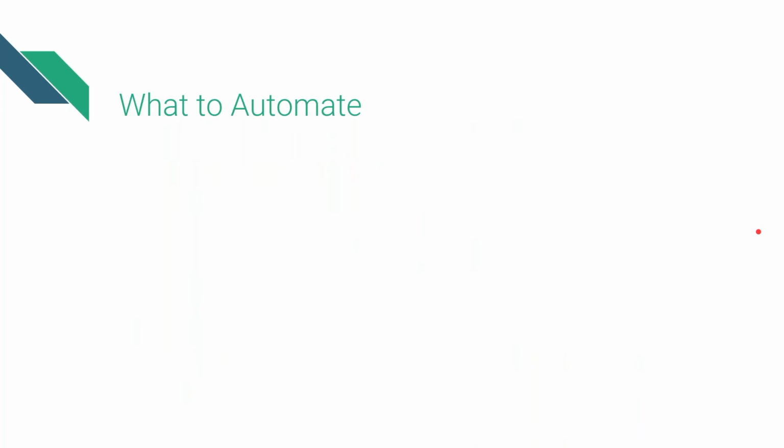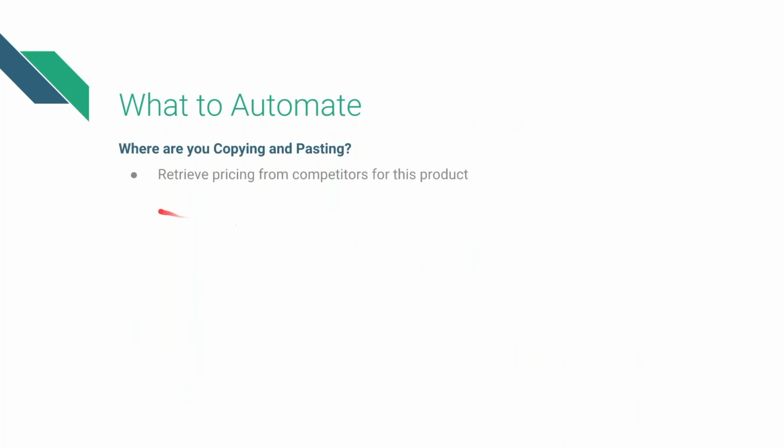All right, so coming over here, what to automate? Where are we copying and pasting? If we're retrieving pricing from another competitor's website, that's a great place to automate. And one of the reasons why it's a great place to automate is because we are able to kind of connect dots there and easily grab that information.